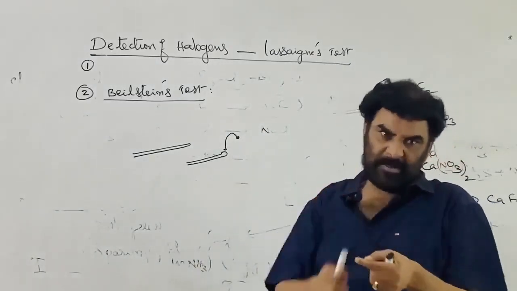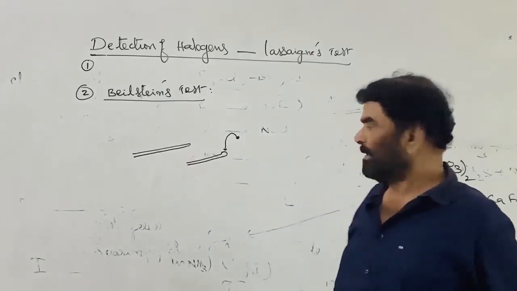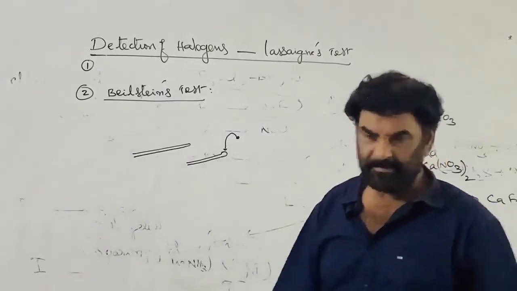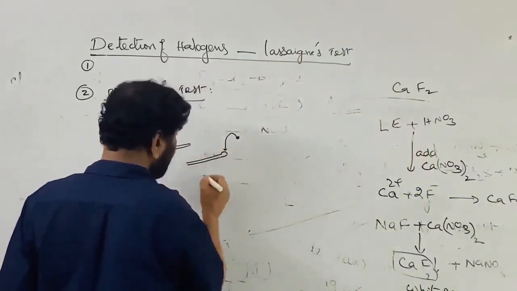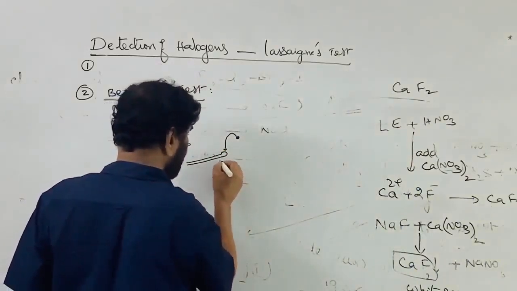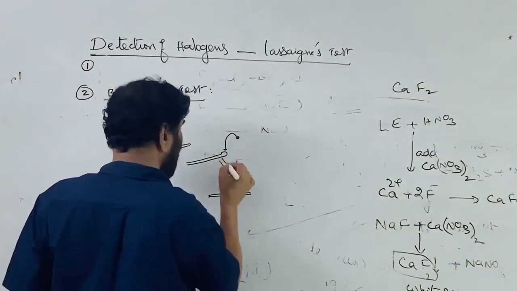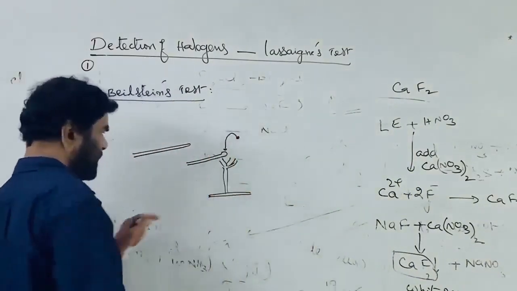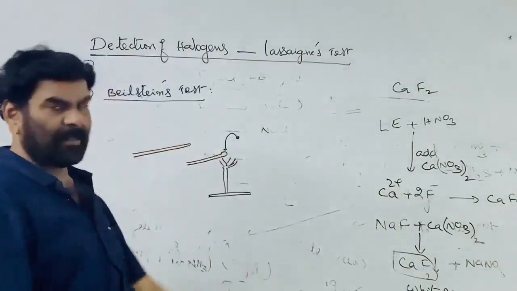Once you hammer, that end becomes flat, and the substance is placed on the flat end. Now this is heated on the Bunsen flame. The copper wire is exposed slowly and kept directly on the Bunsen flame.